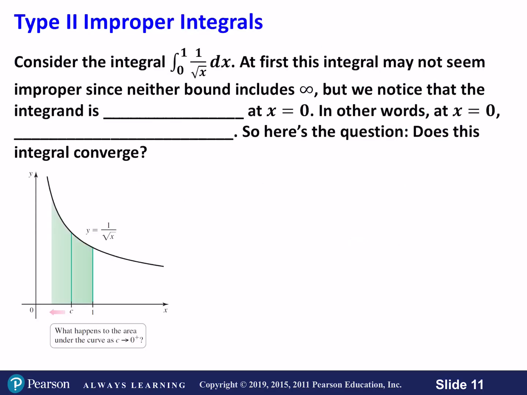Okay, now let's explore type 2 improper integrals. Consider the integral 0 to 1 of 1 over root x dx. So at first, this integral may not seem improper since neither bound includes infinity or negative infinity. However, notice that the integrand, remember that the integrand is just the thing inside the integral, the integrand is unbounded at x equals 0. So here's a picture of the graph down below. As the graph gets closer and closer to 0, this thing will explode off to infinity, and so the overall integrand is unbounded at that point.